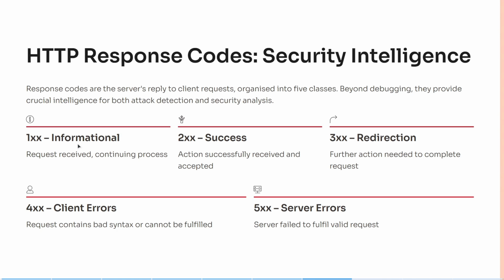Now the fourth one is 4xx. It can be 400, 401 and 404, which is HTTP error not found. Request contains bad syntax or cannot be fulfilled. 5xx, it can be 501, 500, 502, 503, and it is related to server errors. Server failed to fulfill valid request.